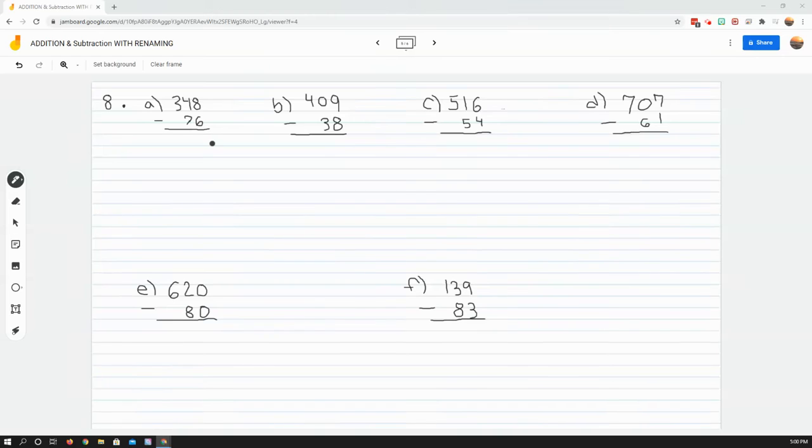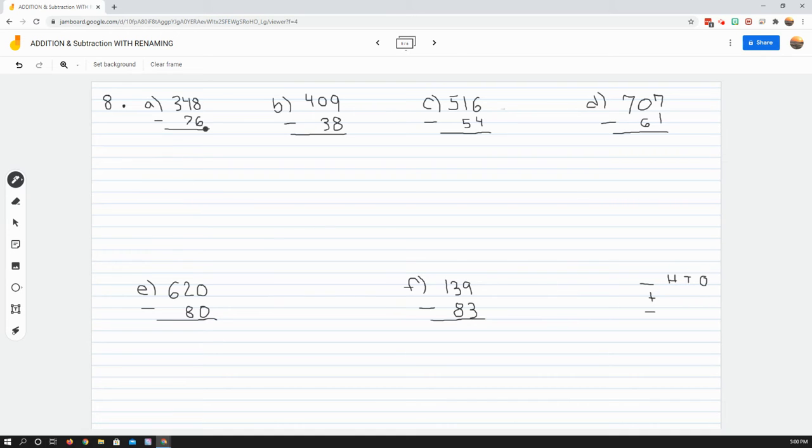Hi everyone, it's Ms. Salazar, and right now I'm on video 3, and I'm going to solve all the exercises for number 8 from page 45 of the textbook. So far we've been doing the method subtract, add, and then subtract, focusing on subtracting first the hundreds, and then the tens, and then the ones.